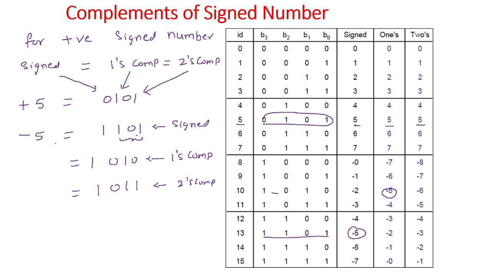So in the 1's complement, minus 5 is represented by 1010 and in 2's complement form minus 5 is given here and its binary representation is 1011. So 1011 is representing the minus 5 in the 2's complement form. 1010 represents the minus 5 in the 1's complement form and 1101 is the sign magnitude representation of minus 5. Let me take one more example here.